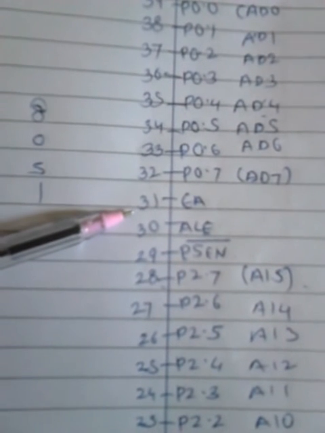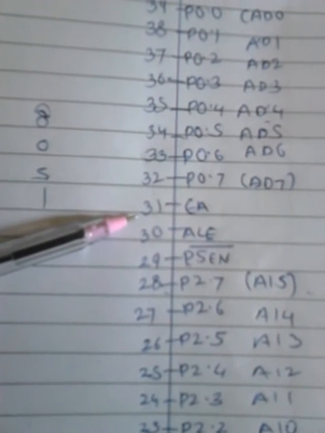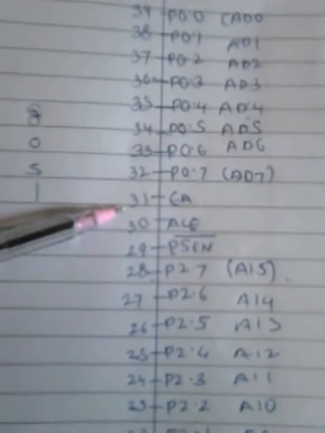If EA is held high, the device executes from internal program memory unless the program counter contains an address greater than the maximum internal program memory space.